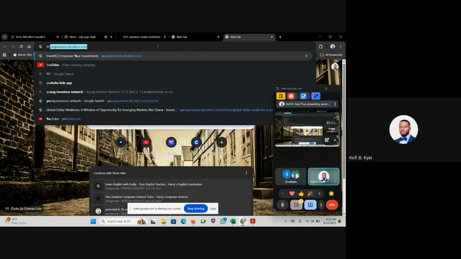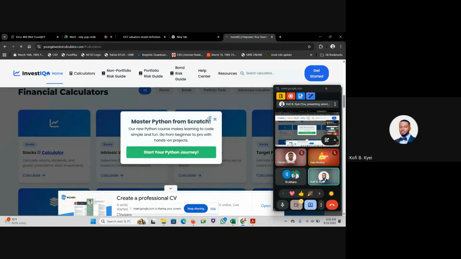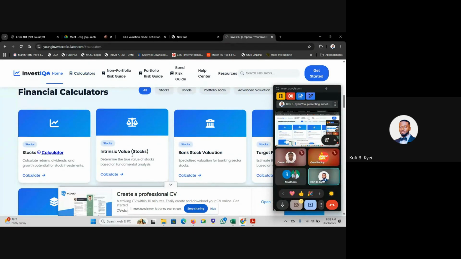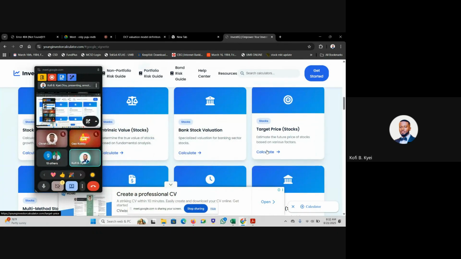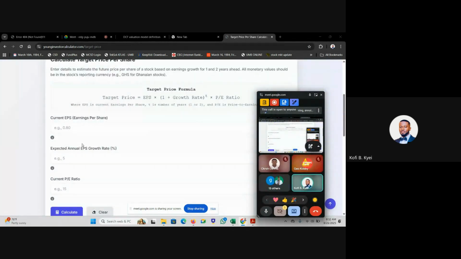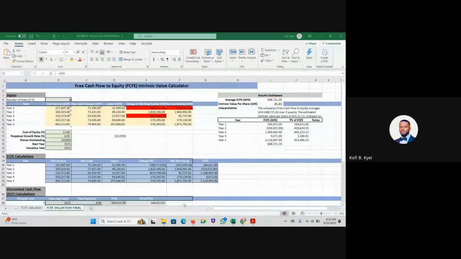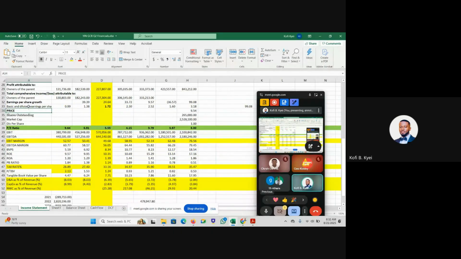It's in the Young Investor Calculator. If you're in a rush to know, let me just show you. Target price. So that's where you see the target price. With the target price, you put the current earnings per share. Okay, let me pick the right figures for GCB. What is the current earnings per share? So the current earnings per share is 3.18.